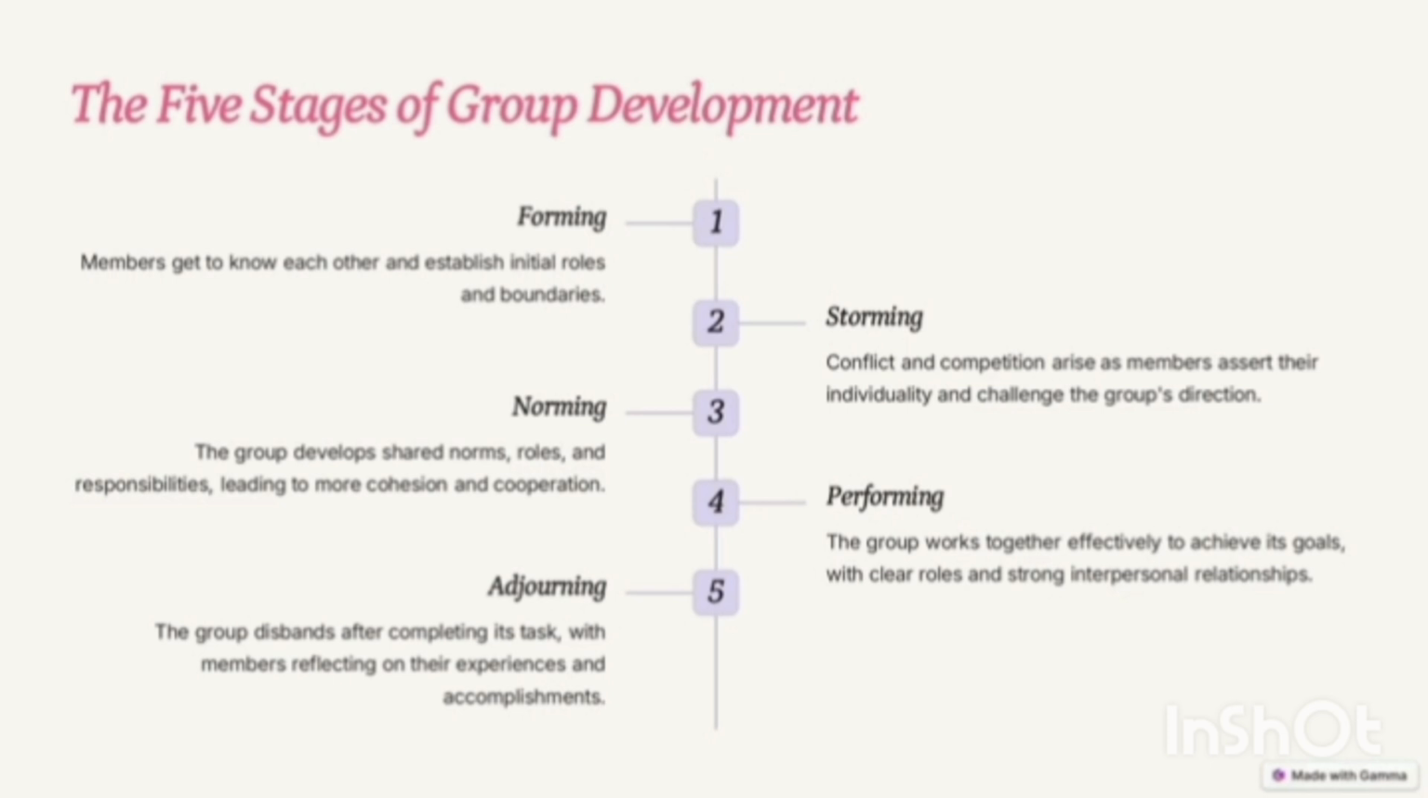Norming. The group starts to establish norms, develop relationships, and work collaboratively. Trust and cohesion begin to build. Performing. The group functions effectively toward achieving goals with a high level of collaboration and motivation. Adjourning. The group disbands after achieving its objectives, often leading to reflection and evaluation of the experience. Last are visual aids: charts illustrating each stage, highlighting key characteristics and challenges.